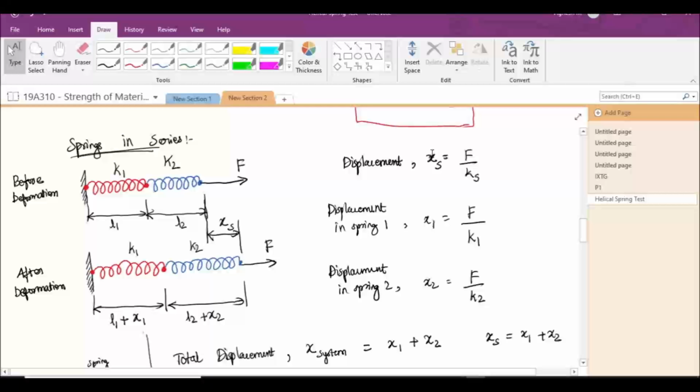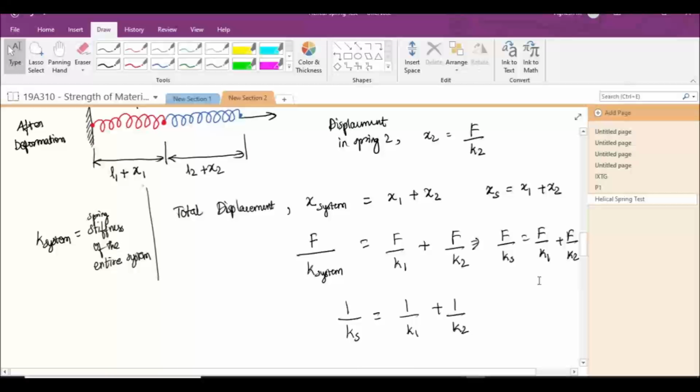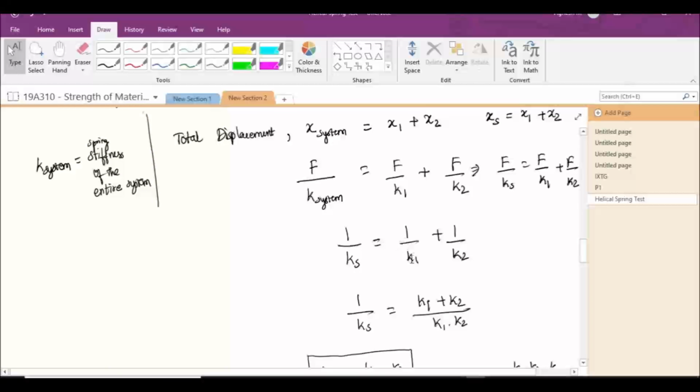Now we know that the total displacement of the system is nothing but x1 plus x2, the displacement of the first spring and the displacement of the second spring. So xs is x1 plus x2. We know xs is F by Ks, which is equal to F by K1 plus F by K2. If I divide the entire equation by F, F will get cancelled out. The final formula is 1 by Ks is equal to 1 by K1 plus 1 by K2. If I cross multiply this formula, 1 by Ks becomes K1 plus K2 divided by K1 into K2. So that's how we cross multiply it.